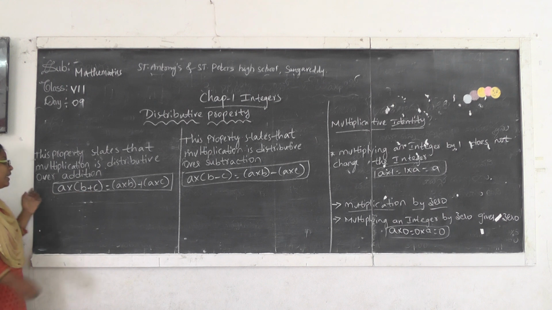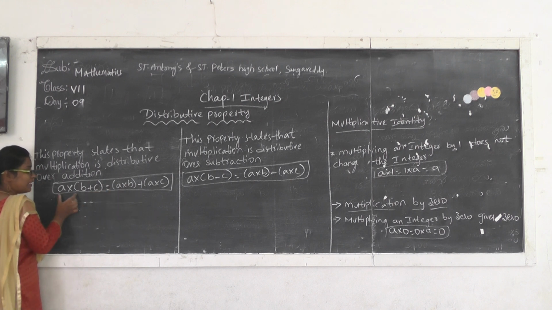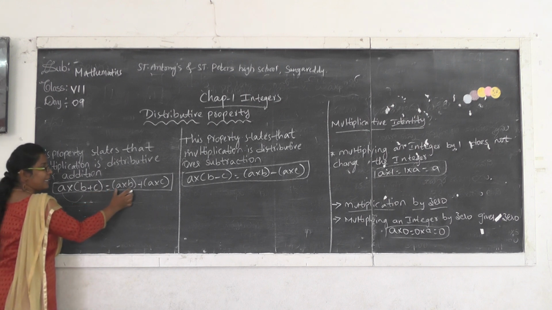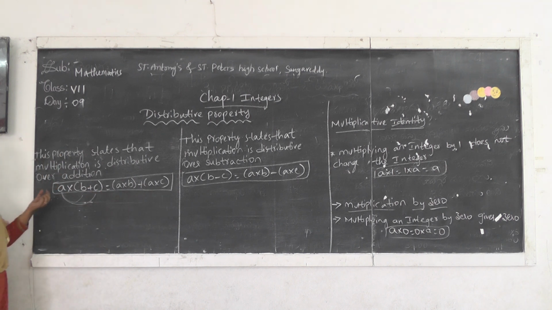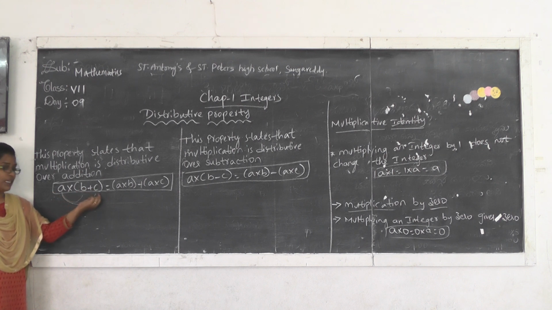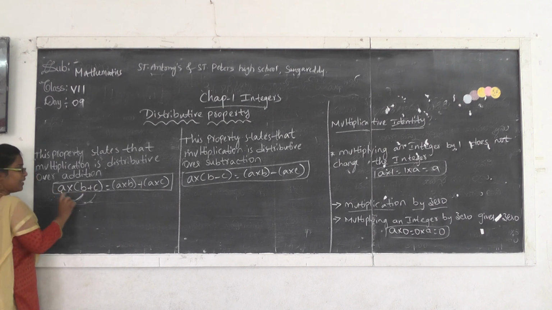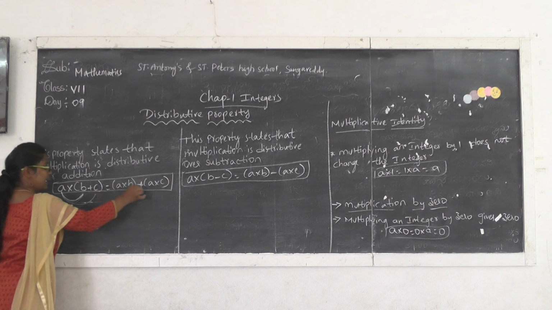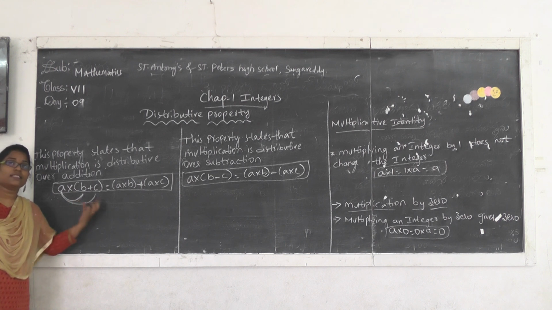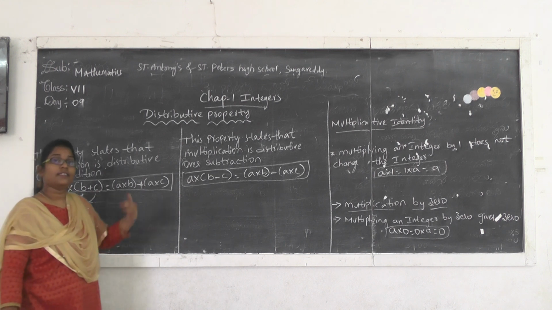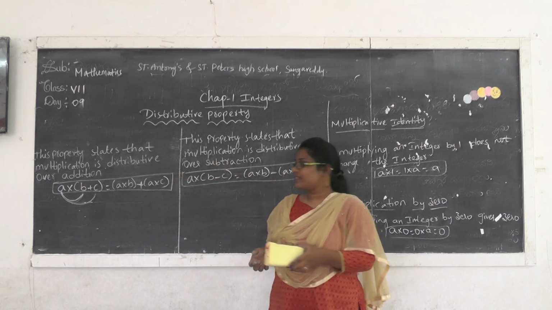What is the distributive property? A into (B plus C) equals, we first multiply A into B, A into B plus A into C. Are you able to understand? A into (B plus C) is equal to A into B, we perform the operation first on A into B, plus A into C. So if both sides, the LHS and RHS, are equal, we can say that the distributive property is satisfied for integers over addition. Let us see whether it satisfies or not.